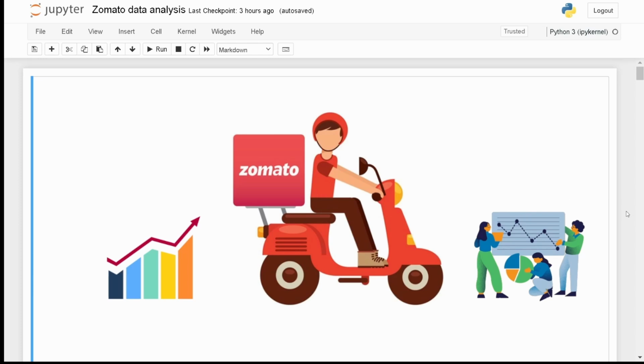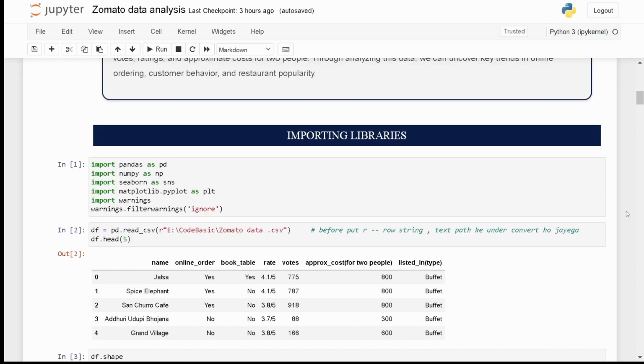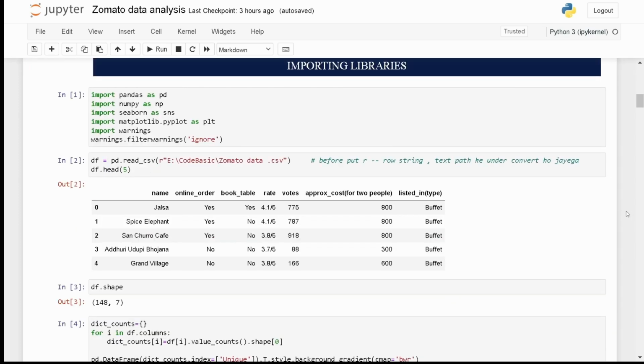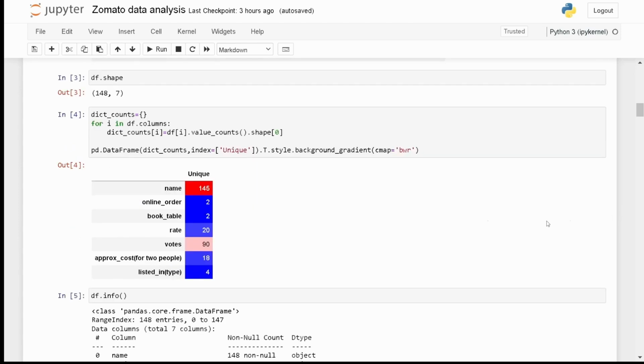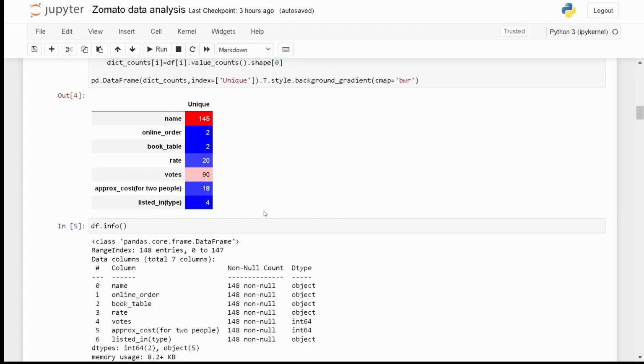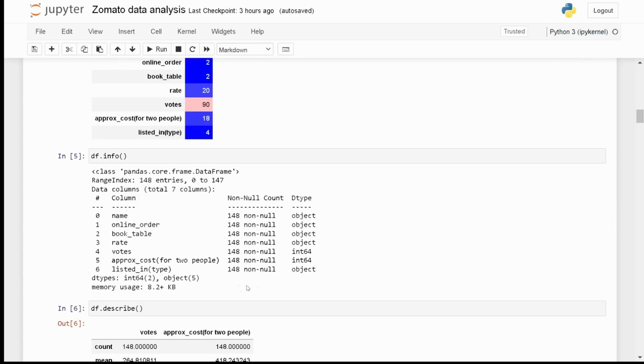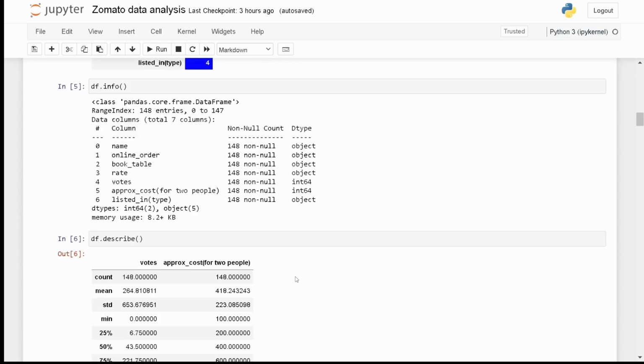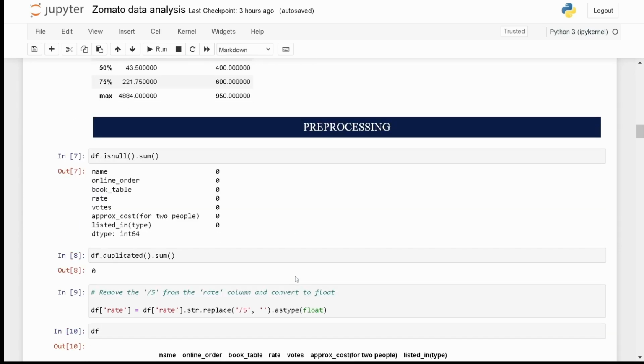Let's import the dataset. I have imported this Zomato data. Here are the unique values. You can see here, then info. There are 5 object columns and the rest are integer. We perform preprocessing here.